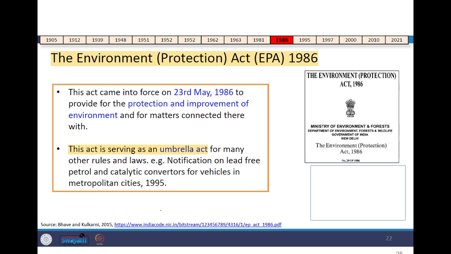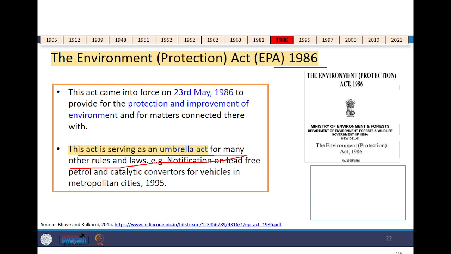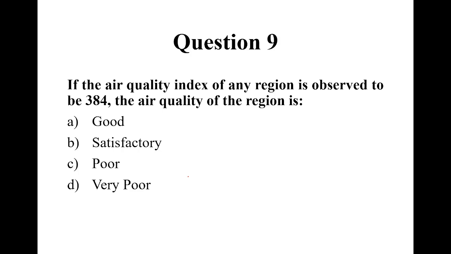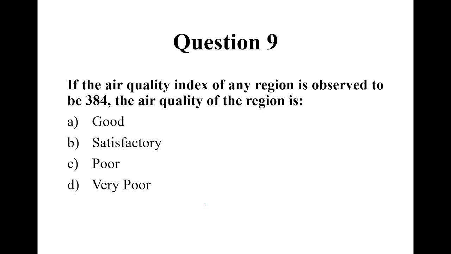See, the 1986 EPA acts as an umbrella act for many other rules. Even the vehicle act comes under this, because of the catalytic converter we have seen in the last indoor air quality, from the vehicles, a point source or a moving source, how to convert. We added the catalytic converter to the vehicles, right? That also comes under this umbrella act only. They mandated the use of the catalytic converter in all vehicles in the metropolitan cities.